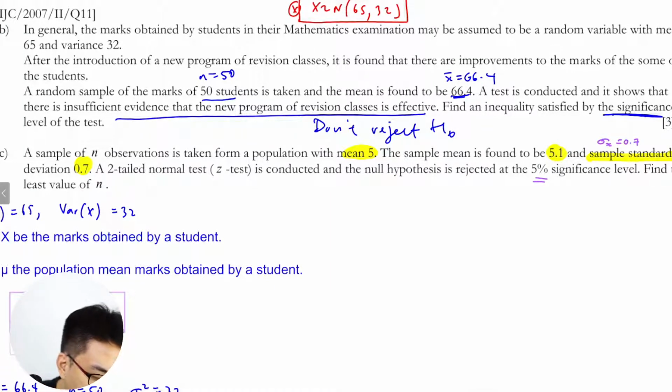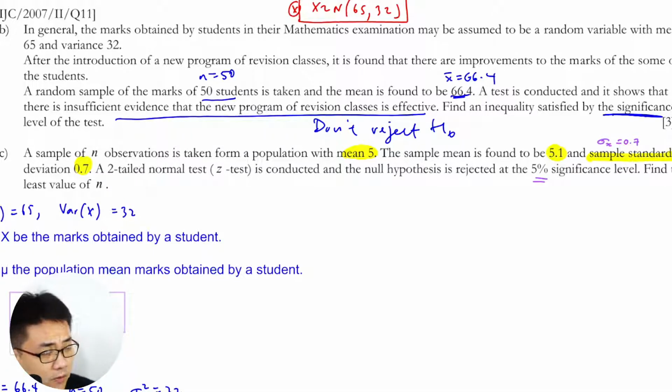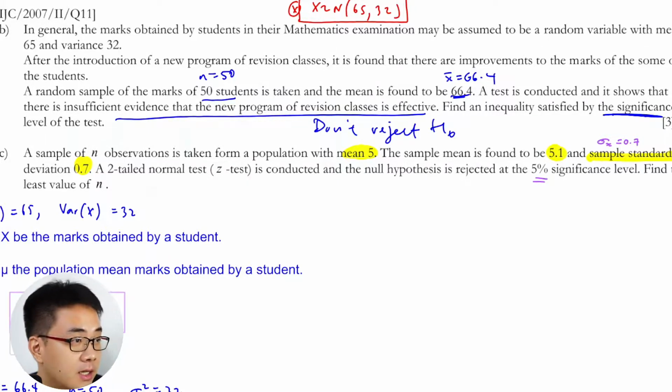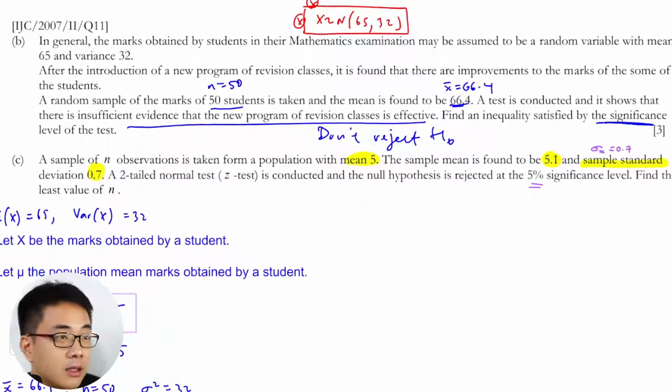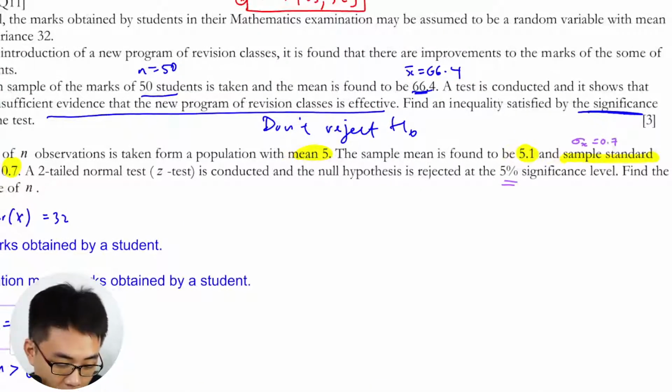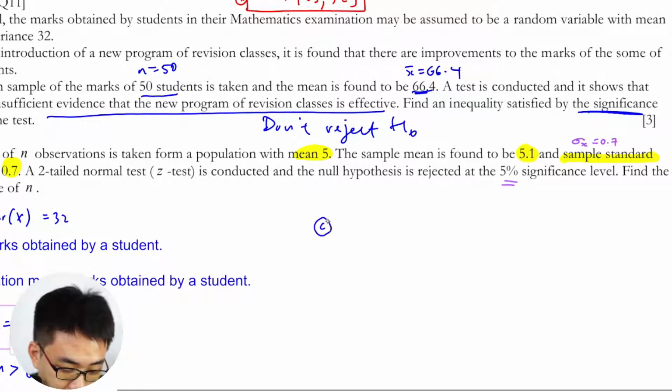Any kind of least value of n, or any kind of least values that you have, you need to use the classical method, other than the inequality satisfying the significance level. So that is very important. The first thing is you must know that you have to use the classical method. Okay. Now part C, this is what you do.